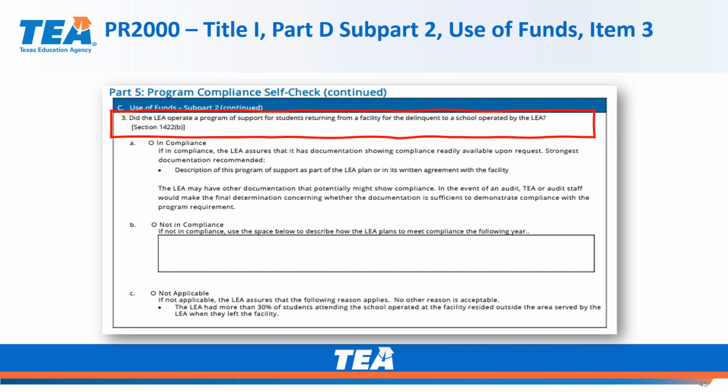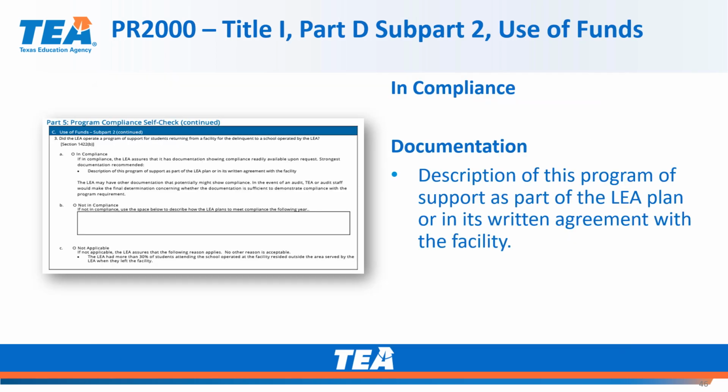Part 5C, Item 3, deals with the requirement of LEAs to operate a program of support for students returning from a facility for the delinquent to a school operated by the LEA. In order to comply with this requirement, LEAs should have documentation of a description of its program of support as part of the LEA plan or in its written agreement with the facility.